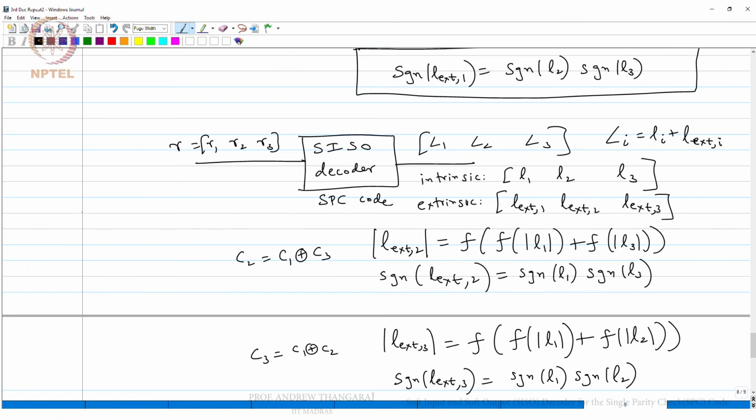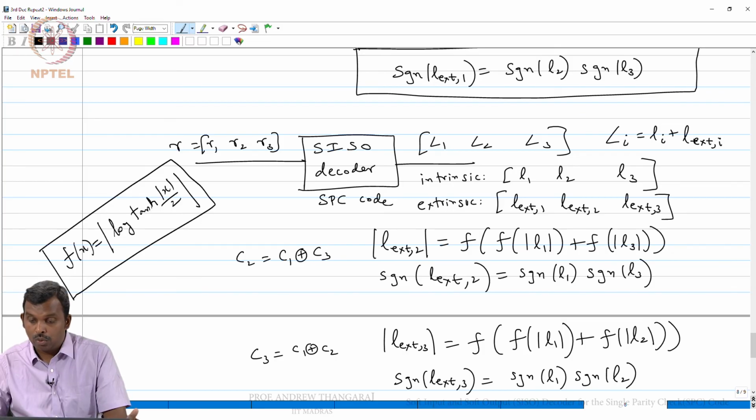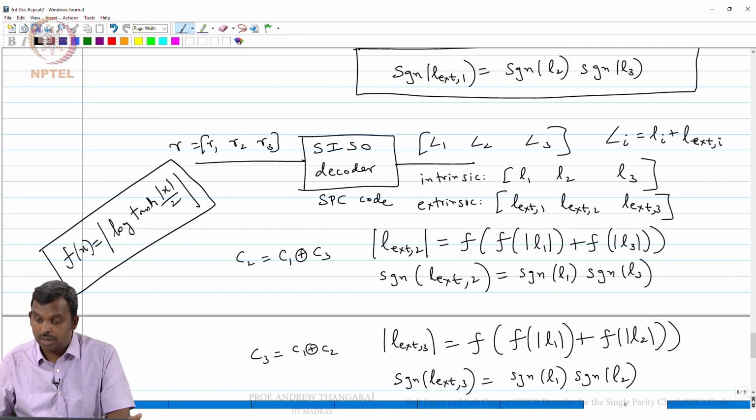So, what is f of x? Well, let me remind you what f of x is. We defined this a little bit earlier. f of x is absolute value of log tan hyperbolic of absolute value of x by 2. Okay. So, this is f of x, and we use f of x in this decoder. So, now if you stare at it a bit more closely, you can do a little bit of a simplification here. Okay. So, you can compute all the 3 values in one interesting way.